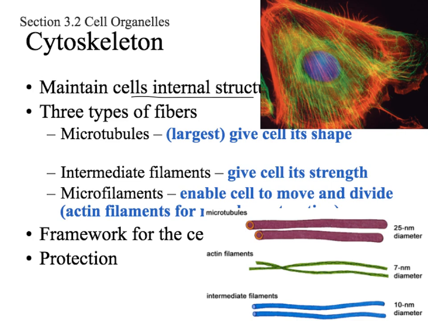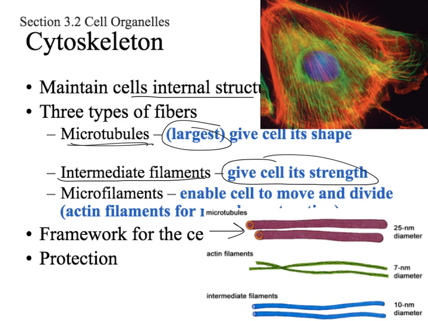There are some different types of fibers that are used in the cytoskeleton. The first is the microtubules. These are going to be the largest. They're like tubes, and you can see this picture over here. These are going to be your largest. Then we have intermediate filaments. That makes sense. Intermediate's kind of a middle. Think of this as like your middle size. This is going to give the cell its strength. So here are some intermediate filaments.